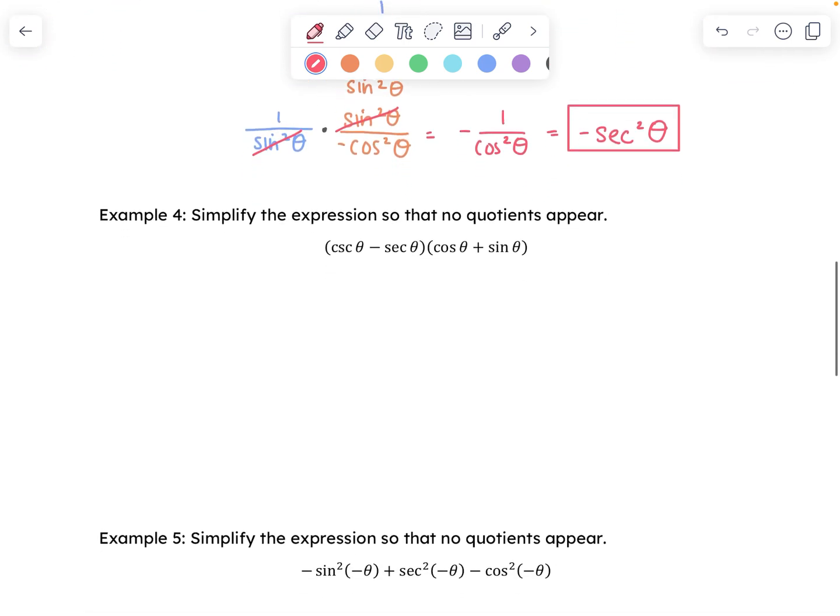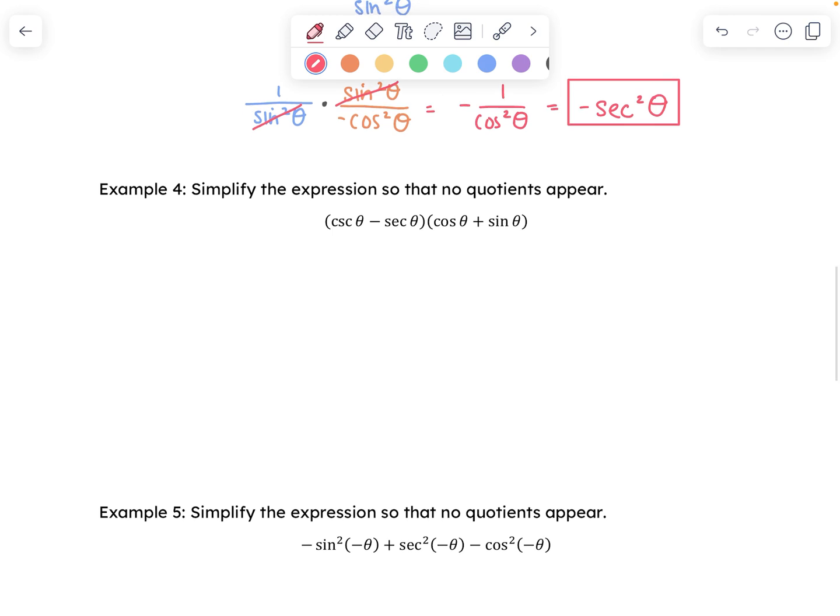Example 4 just says to simplify the expression. If we're looking at this, we've got two parentheses: cosecant minus secant times cosine plus sine. When you've got something that looks like this, just like in algebra or trig, we're just going to FOIL it out, multiply it out. So I'm going to do first times first.